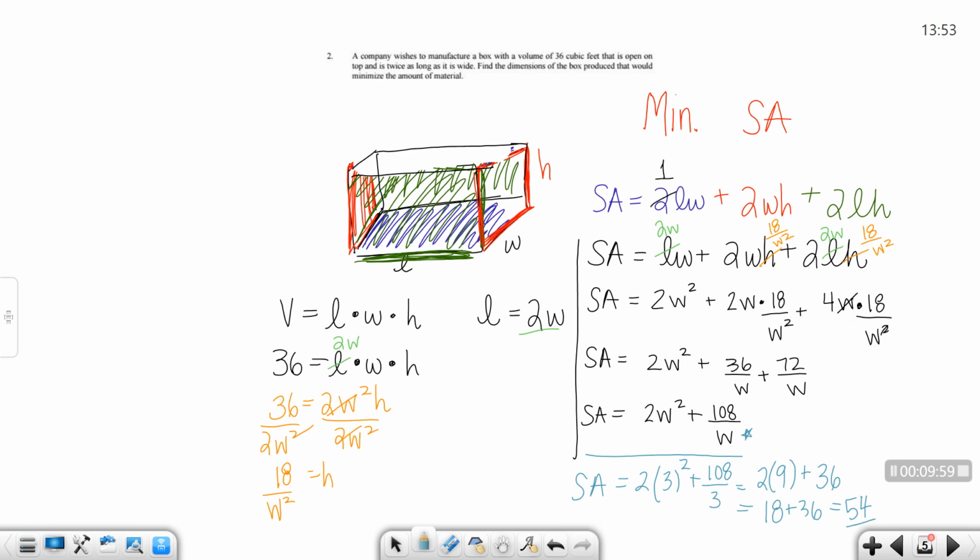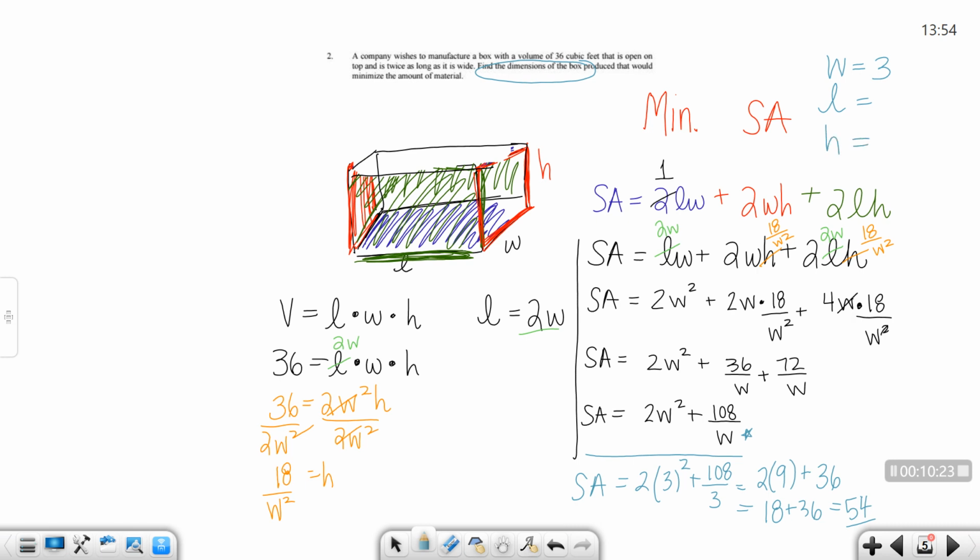But that wasn't what the question asked. Make sure you answer the question asked. It only asks you to find the dimensions of the box. So the dimensions of the box with minimum surface area would be when W was 3. No, that's not your answer. I need all the dimensions. So not only do I need W, I need L, and I need H.